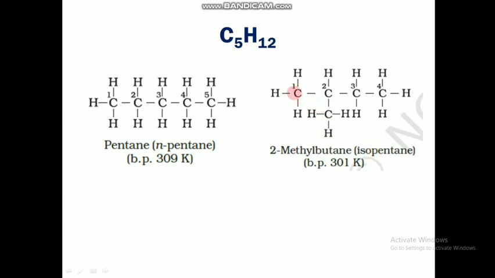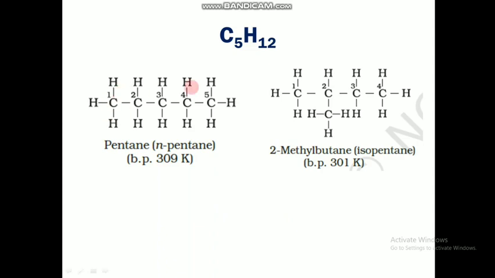So if you see here, you can also see 4 carbons in the straight chain, and one of them is substituted in the second carbon with a branched chain. So this structure will show a different nature or properties than this one. Both of them have the same molecular formula but different properties, and that property is known as isomerism.